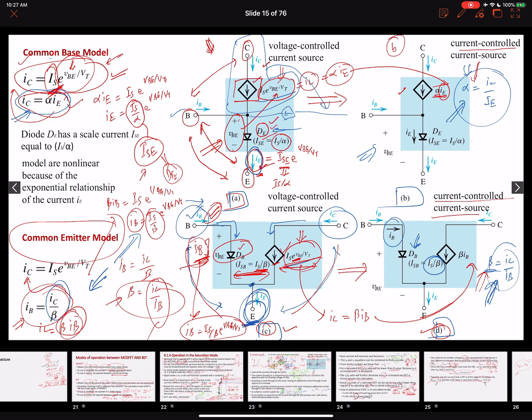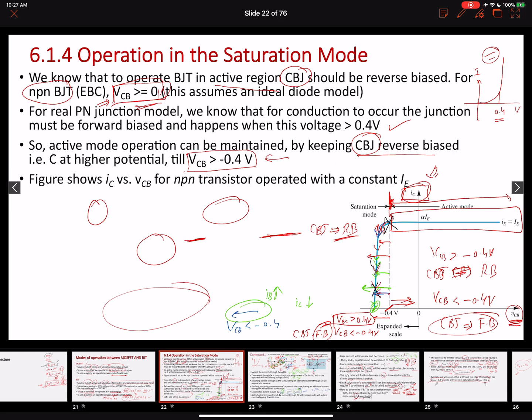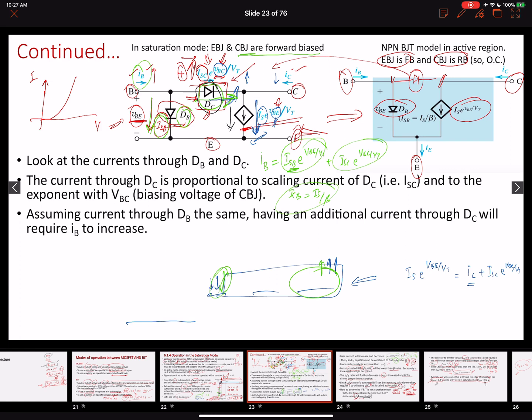In the last lecture, we talked in detail about the saturation mode of operation, where we see what happens to the collector current as the collector-to-base junction goes from the reverse bias condition to the forward bias condition. It decreases sharply. And we developed this equivalent model, and then we did this analysis where we said that as the collector-to-base junction becomes forward biased, the base current will increase and the collector current will decrease.